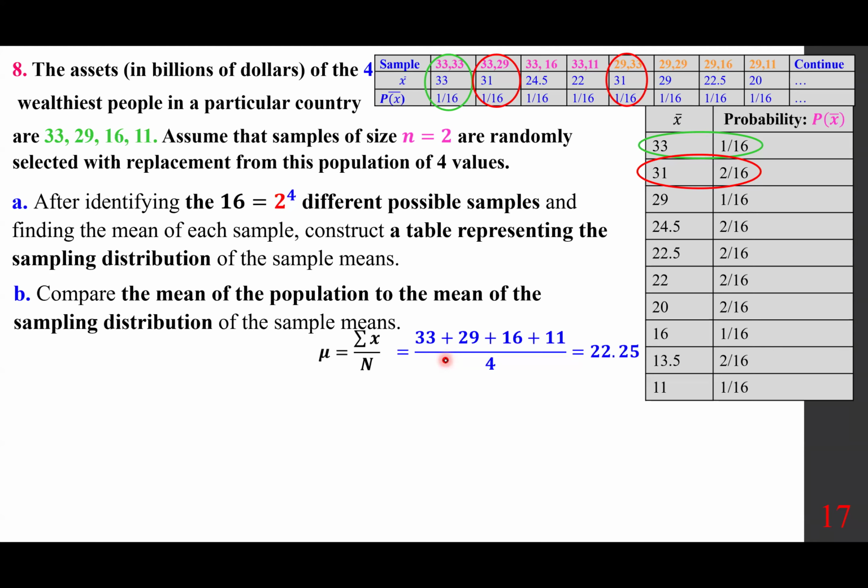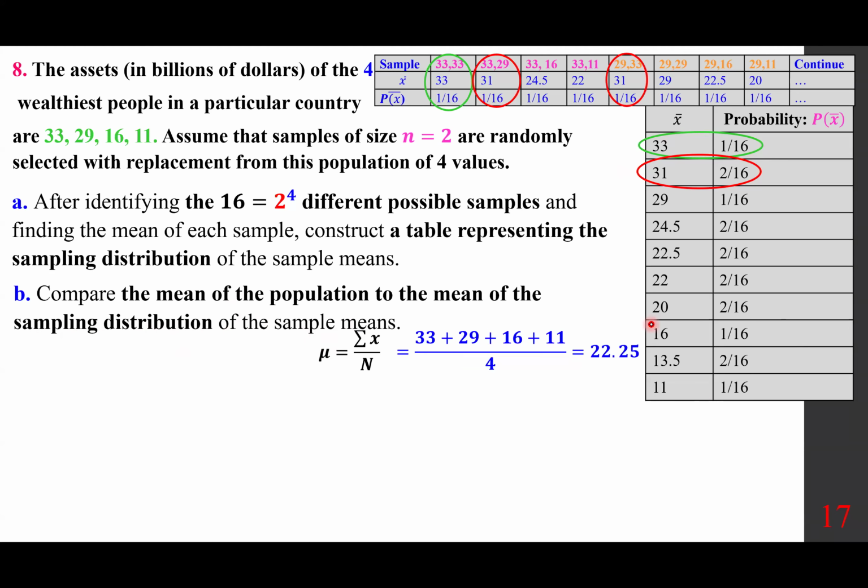Now, what about comparing it to this, sampling the mean of a population to the mean of the sampling distribution of the sample. So how do we find the mean here?